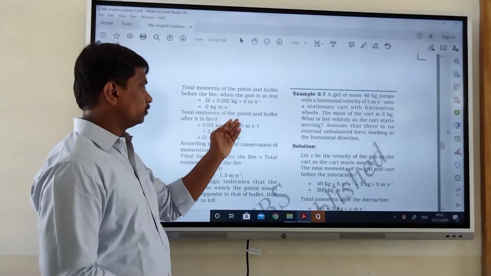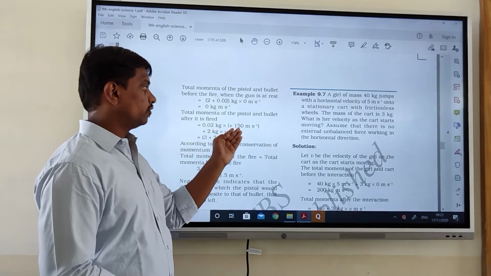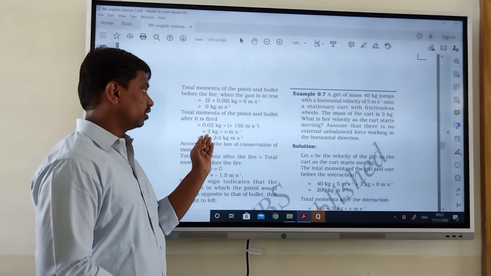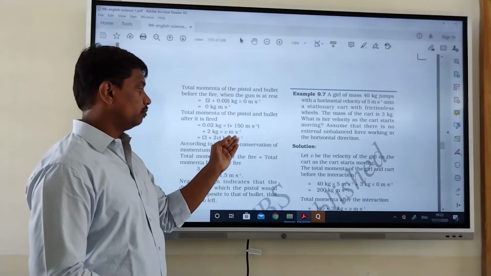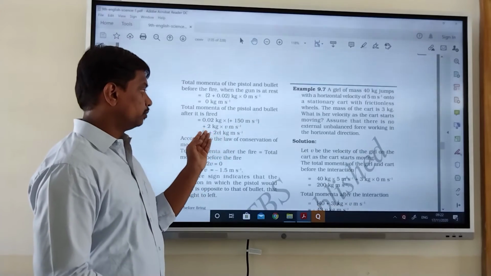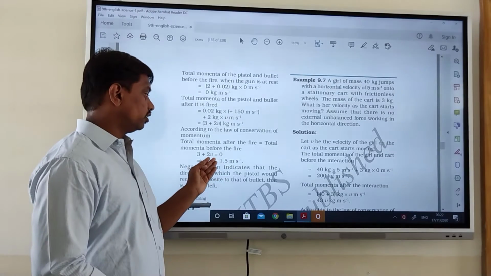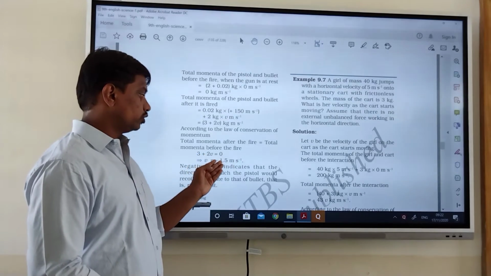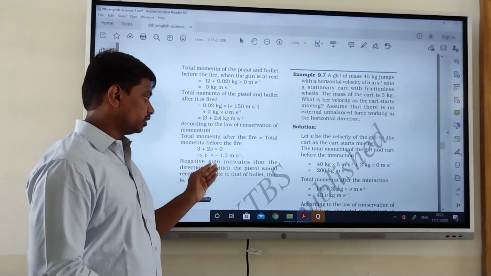The total momentum of the pistol and bullet after the fire is 0.02 kg into 150 meter per second. So it will come to 2 kg into velocity. So 3 plus 2 it will become, so here they have given 3 plus 2 equal to 0. So 3 by 2 it will become 1.5 meter per second.